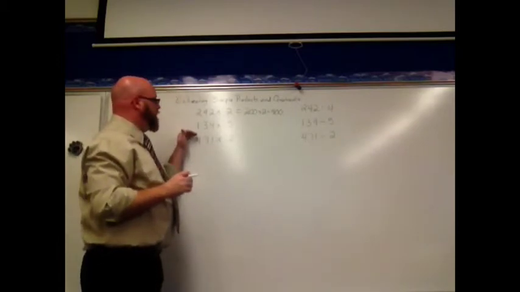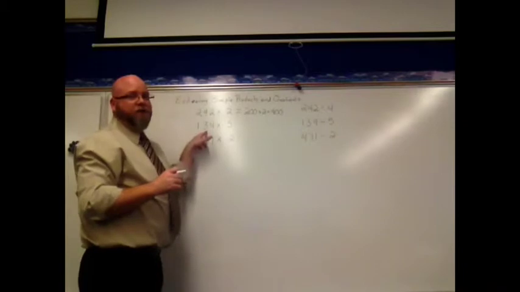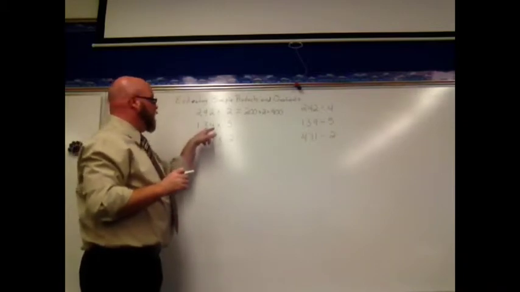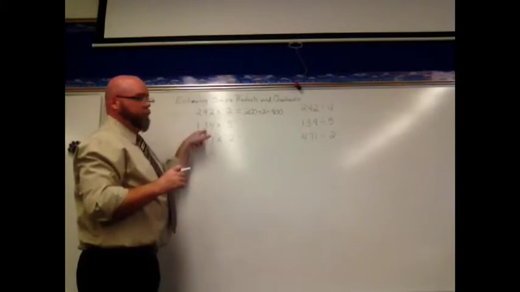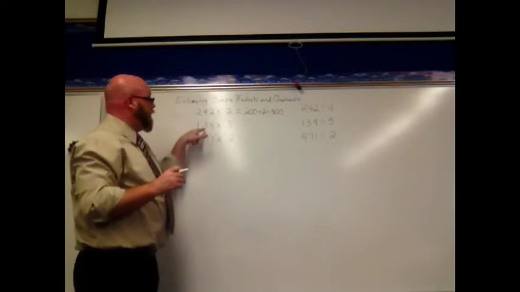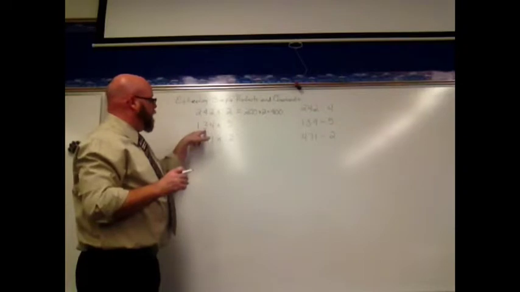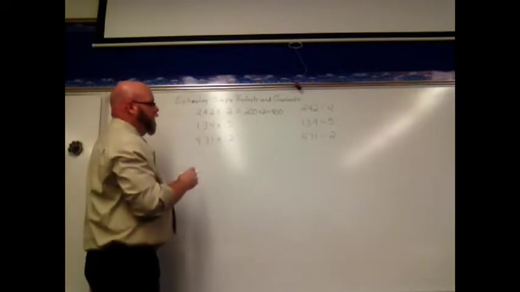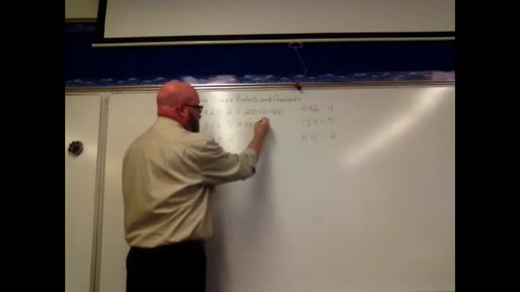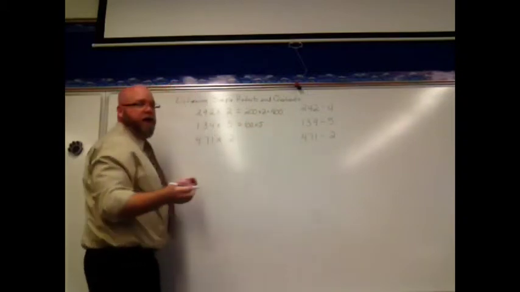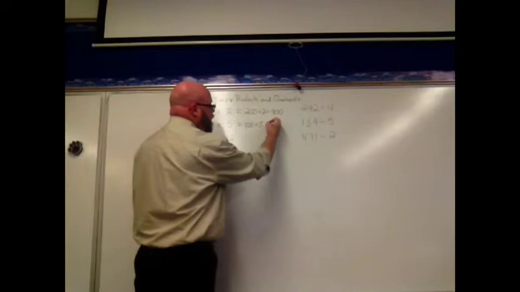134 times 5. Again, I ask myself, is 134 closer to 100 or closer to 200? Remember my rule, 5 to the sky, 4 and below, let it go. That 3 in the tens place tells me it's closer to 100. So I have 100 times 5. My estimated answer then is about 500.